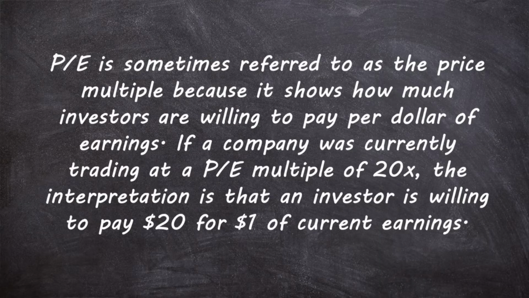Now, a PE ratio will help tell you how investors perceive how a company is performing. Simply put, the PE ratio will let you know how much an investor is willing to pay for $1 of that company's earnings. The PE is sometimes referred to as the price multiple because it shows how much investors are willing to pay per dollar of earnings. If a company was currently trading at a PE multiple of 20x, the interpretation is that an investor is willing to pay $20 for $1 of current earnings.